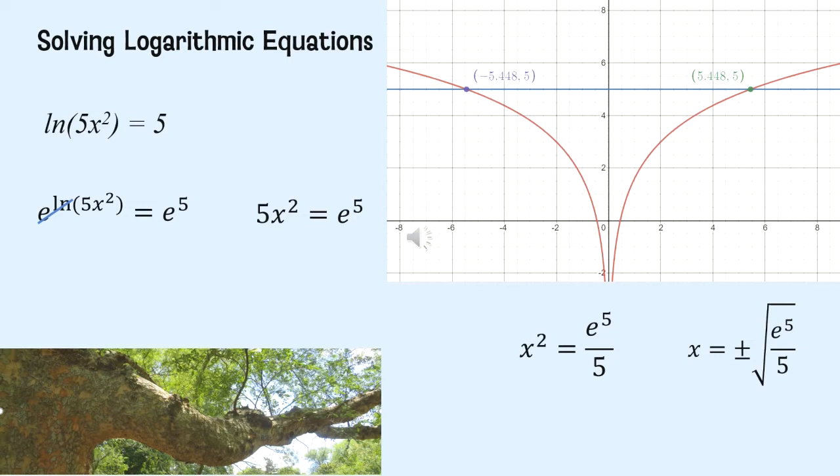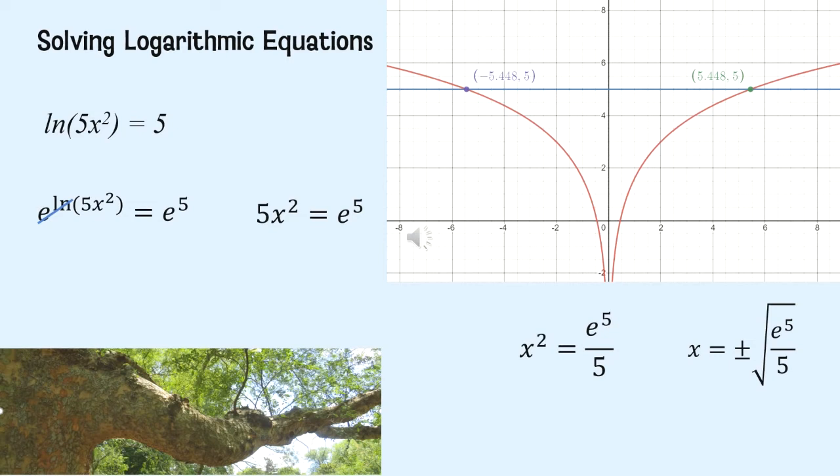Remember, when you undo an even power, what was being squared could have been positive or could have been negative. Hence, when I take the square root, I have to acknowledge that x, or what was being squared, could have been positive or could have been negative. So I have two solutions: positive square root of e to the 5th over 5 and negative square root of e to the 5th over 5. Those are the exact solutions.